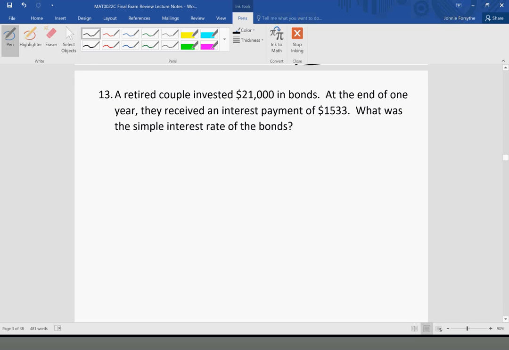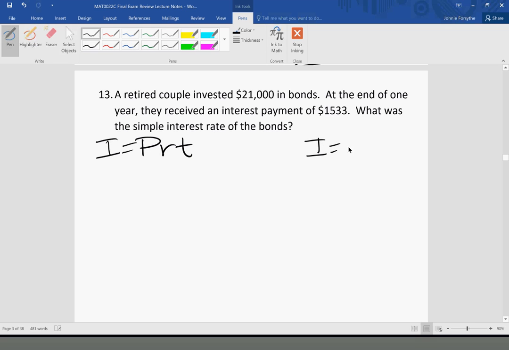Okay, 13. A retired couple invested $21,000 in bonds. At the end of 1 year, they received an interest payment of $1,533. What was the simple interest rate of the bonds? So your simple interest formula is interest equals PRT, principal times rate times time. You may hear it called the PRT formula.